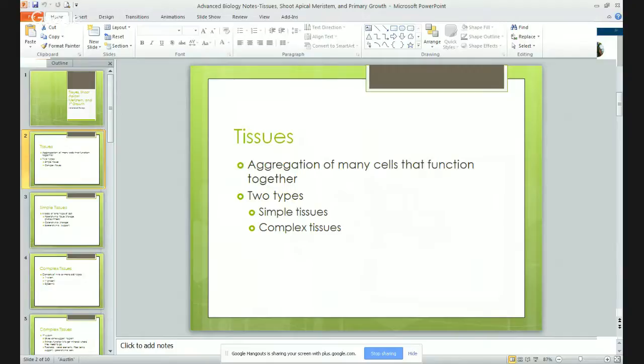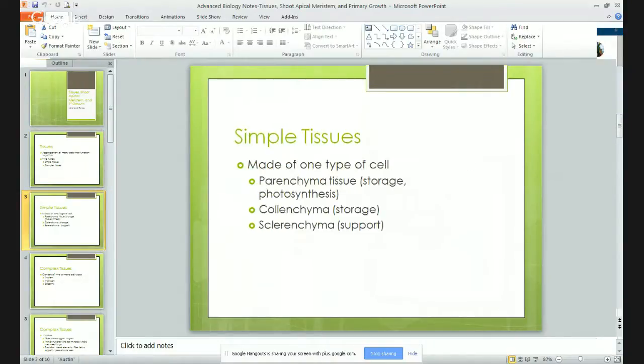But in plants, there are two different types of tissues. You can have simple tissues and you can have complex tissues. Simple tissues, obviously the names kind of give it away. With simple tissues, you're going to only have one type of cell. So it's just going to be made up of parenchyma cells or collenchyma cells or something like that.